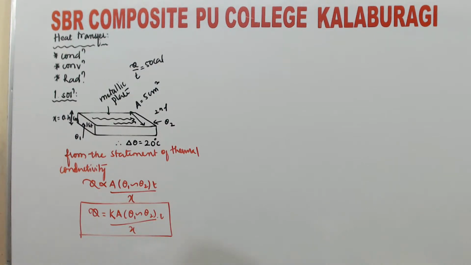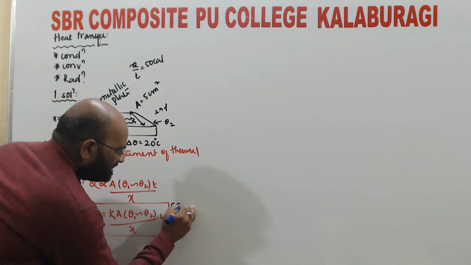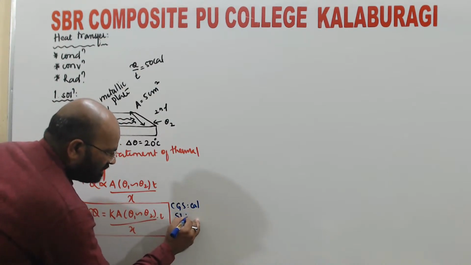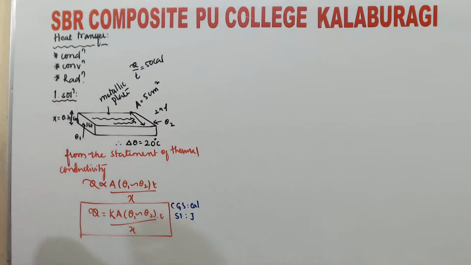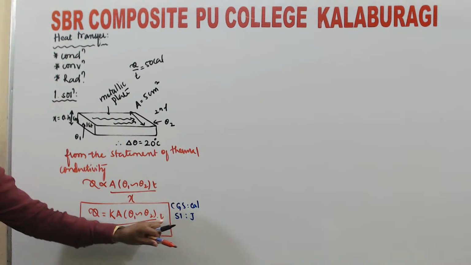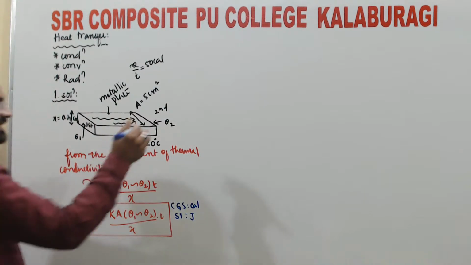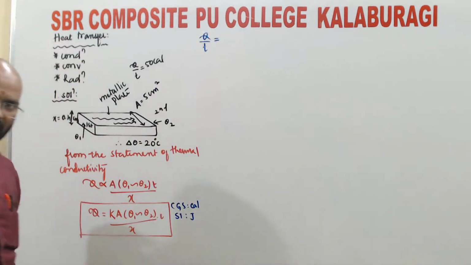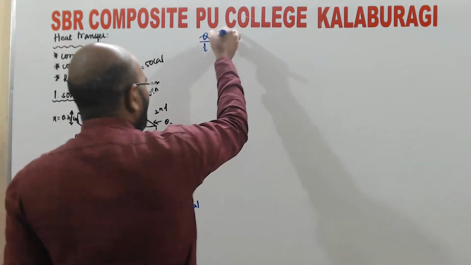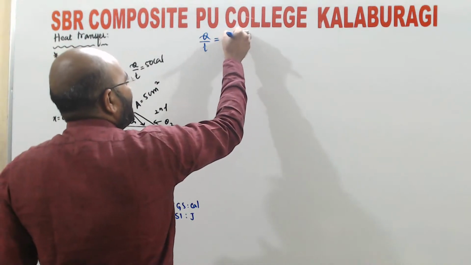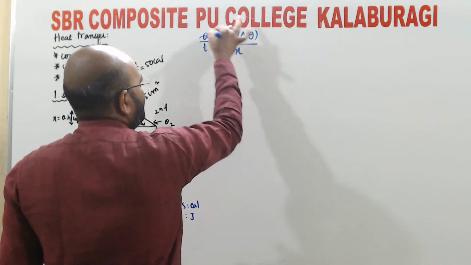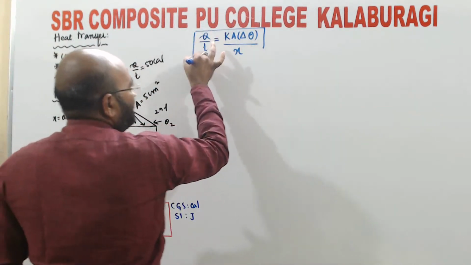This energy is measured in calories in CGS, and in joules in SI. The amount of heat energy flowing per second means the rate, and the rate at which heat energy flows is called heat current. That is Q by T equals K A, delta theta divided by X. So this is the given equation.